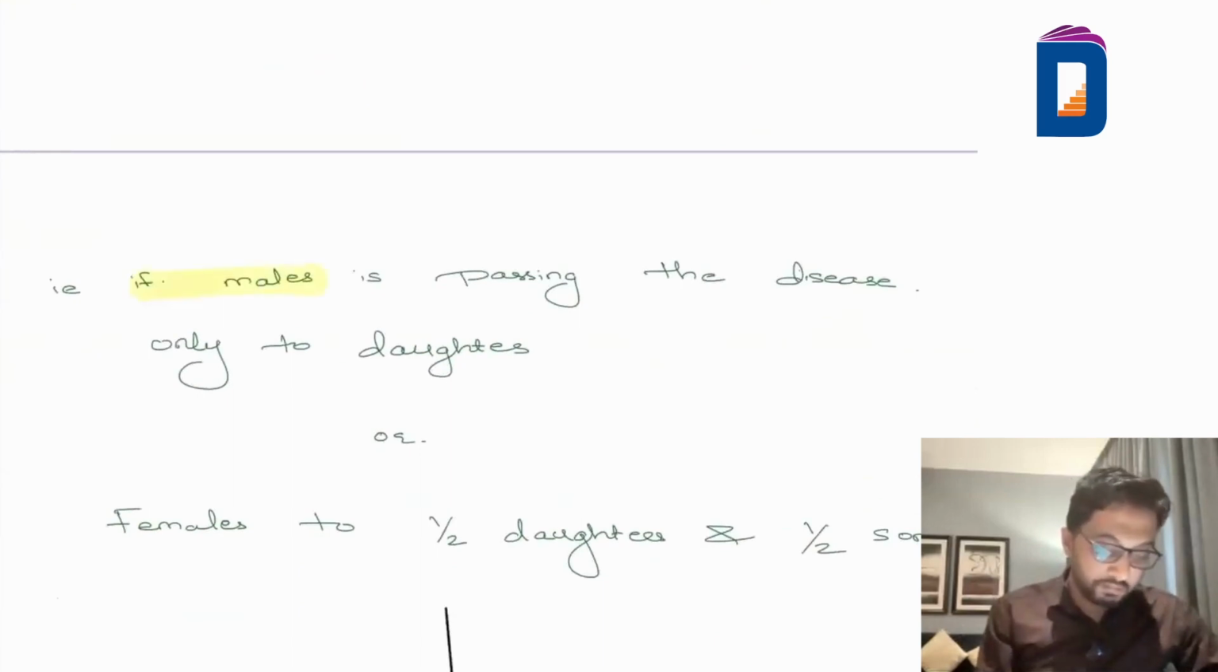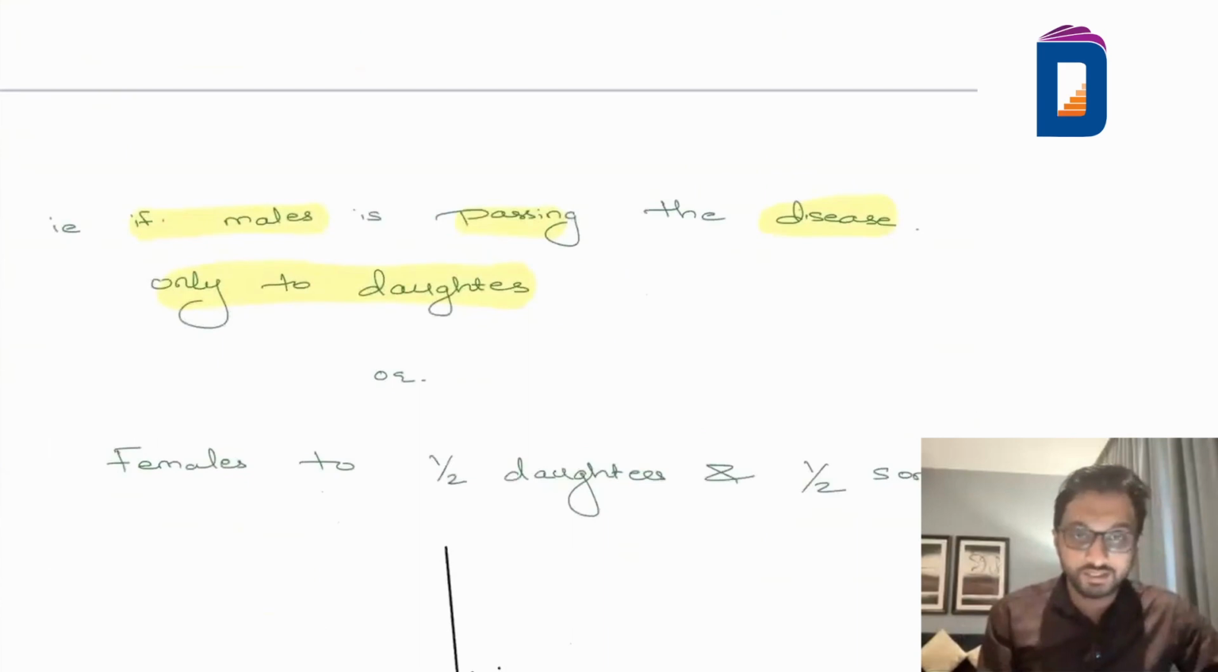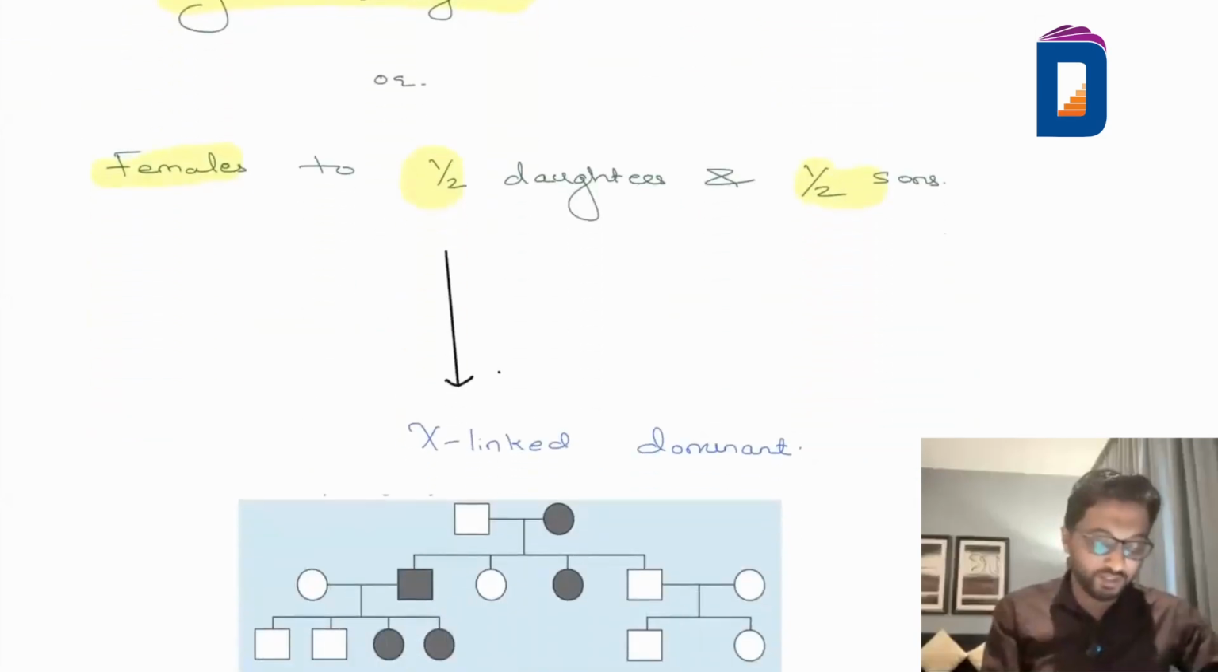Now that is understanding it in a different way. If males are passing the sweets only to daughters, or females are passing the sweets half and half, what type of inheritance is it? If you see the pedigree analysis, what type of inheritance is it? I'm asking you. X-linked dominant. Yes, you know this, but I just want your response.